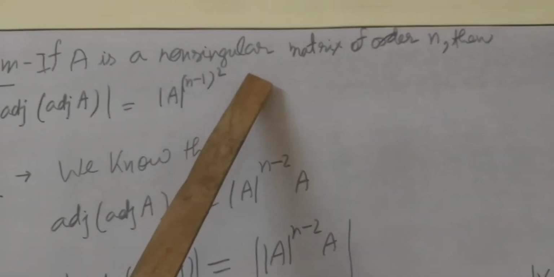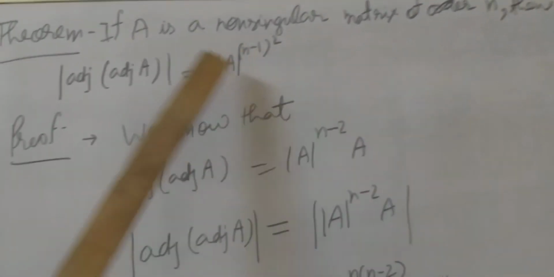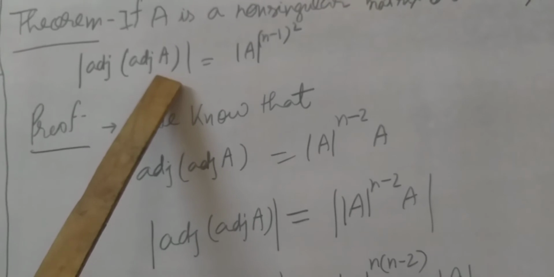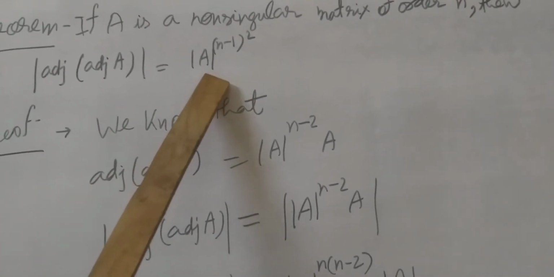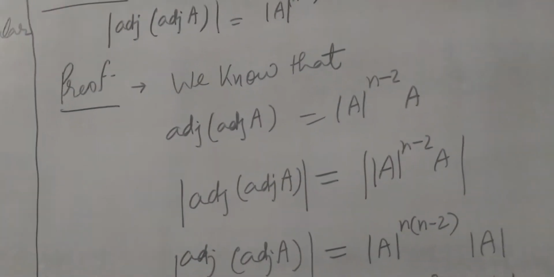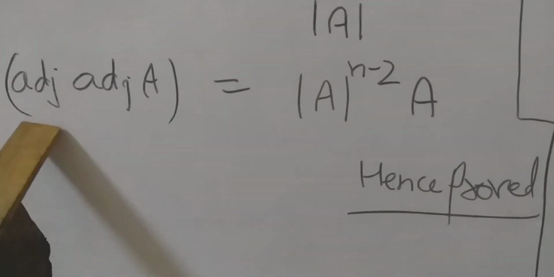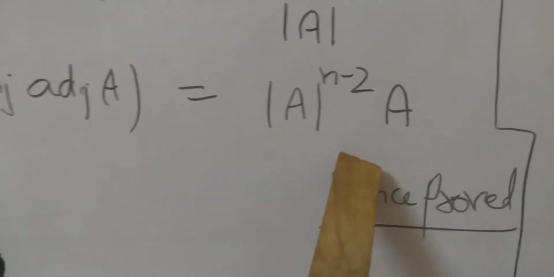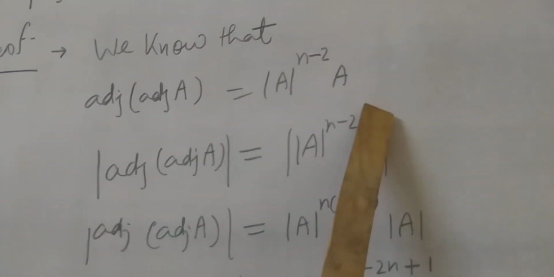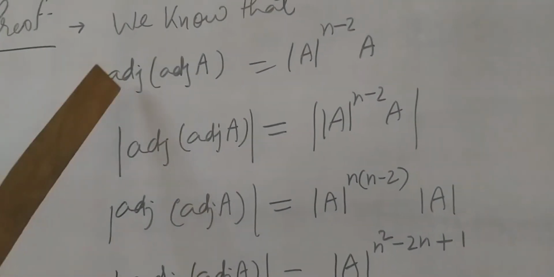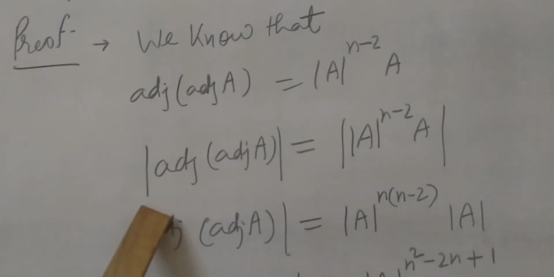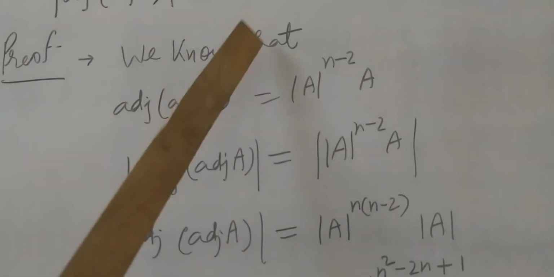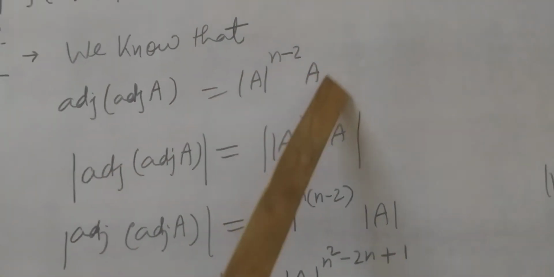If A is a non-singular matrix of order n, then determinant of adjoint of adjoint A equals determinant of A to the power n minus 1, whole square. This property we can prove with the help of the property we proved just now. So I am going to take this property and find its determinant, because we need the determinant of this. That's why I am going to put the determinant sign on this side, and on this side also we have to put the determinant sign.